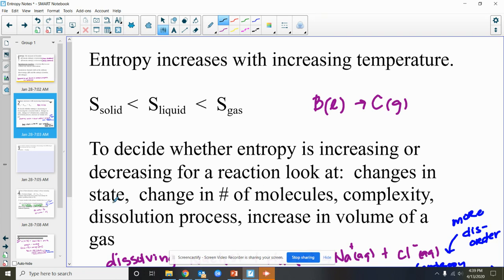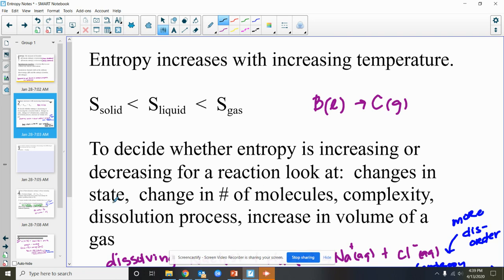Okay, but let's just say that you have an equation where everything is in the same state. There's no change of state. The next thing you would want to look for is change in the number of molecules. So for example, if you have maybe one molecule that's being broken down into multiple molecules, maybe you have more moles on one side than the other. Those are things that you want to pay attention to, because generally speaking, the more molecules you have, the more chaos you have, or the chance of chaos that you have. So if there's no change of state, they're all in the same phase, then you're going to look at a change in the number of molecules, okay?